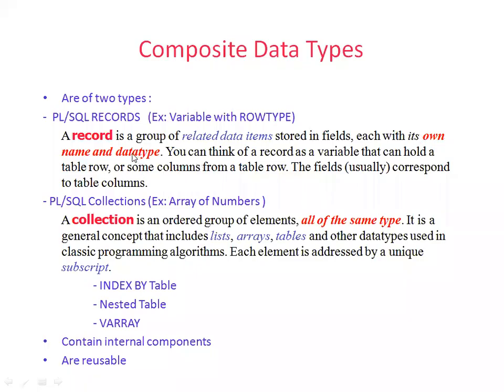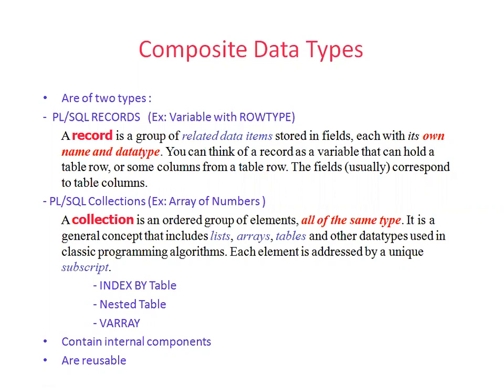So let's read it again. A record is a group of related data items stored in fields, each with its own name and data type. Here, if you observe, the employee was having a record. Each record will have a set of columns. Each column will have a specific name as well as data type as well as a specific value. That's the difference.